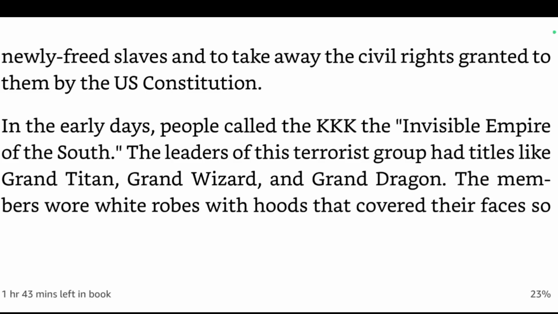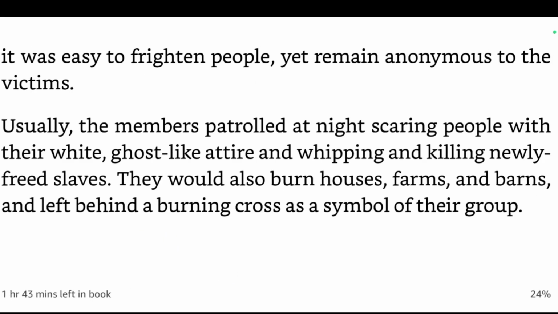In the early days, people called the KKK the Invisible Empire of the South. The leaders of this terrorist group had titles like Grand Titan, Grand Wizard, and Grand Dragon. The members wore white robes with hoods that covered their faces, so it was easy to frighten people yet remain anonymous to the victims. Usually, the members patrolled at night, scaring people with their white ghost-like attire and whipping and killing newly freed slaves. They would also burn houses, farms, and barns and leave behind a burning cross as the symbol of their group.